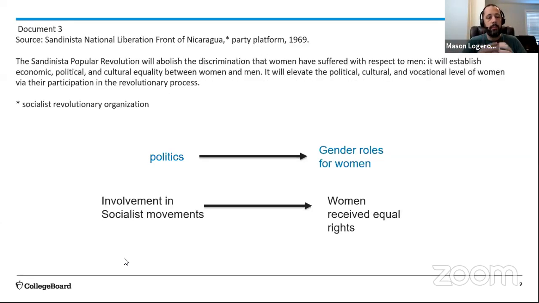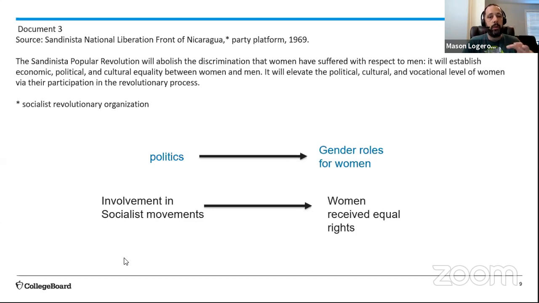And then in document 3, we have the Sandinista Party in Nicaragua. It was a socialist organization trying to start a socialist revolution in Nicaragua. And here, notice they're arguing for women's equality and political equality and also economic and cultural equality. So again, the political part is involvement in socialist movements. It affects gender roles by giving women equal rights.